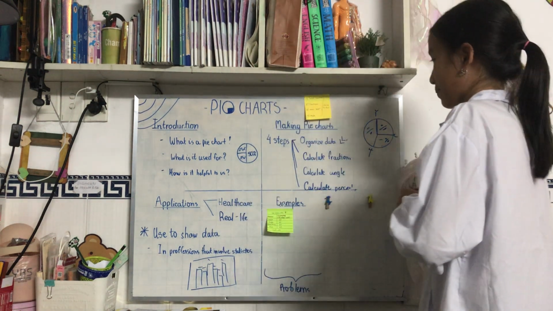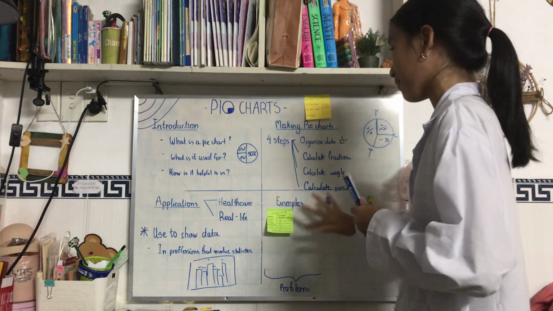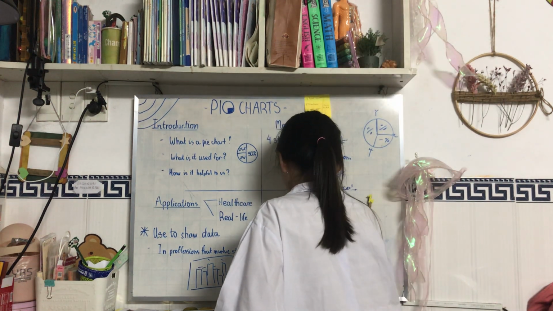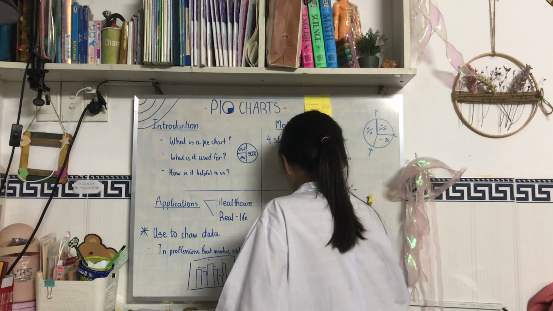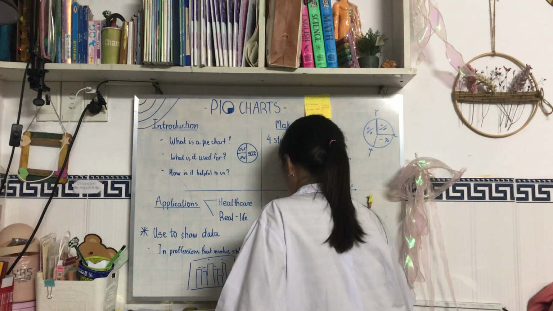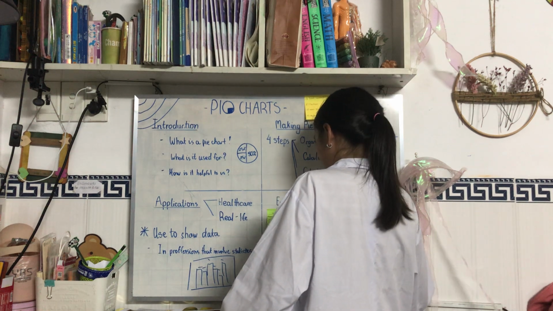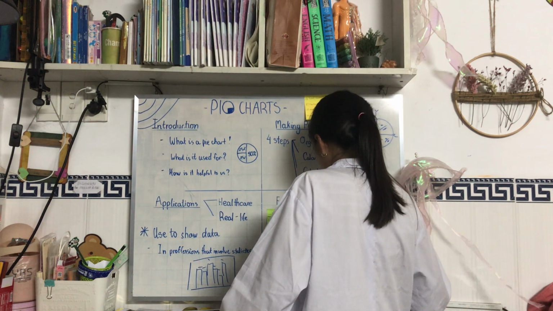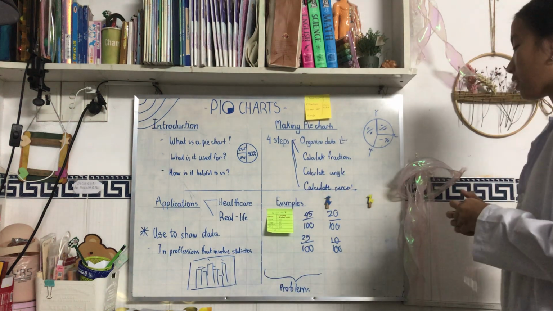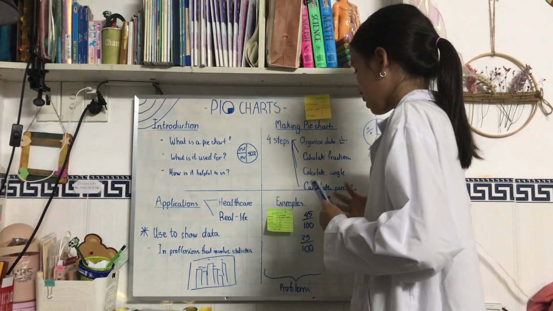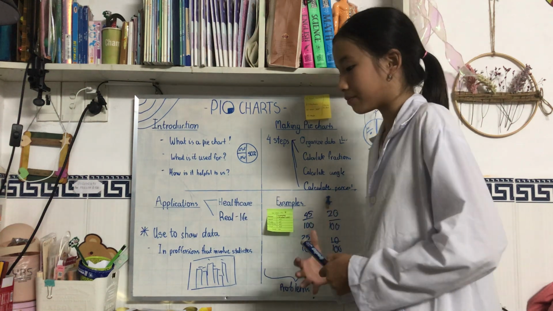Well, first, like I said before, we must organize the data, which I already have. Calculate the fractions, which I will do. 45 over 100, 25 over 100, 20 over 100, and then 10 over 100. Then we will calculate the angle. We will multiply each by 360 degrees. What will that be?